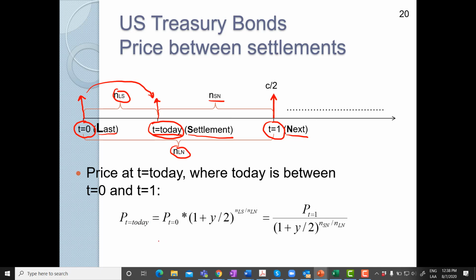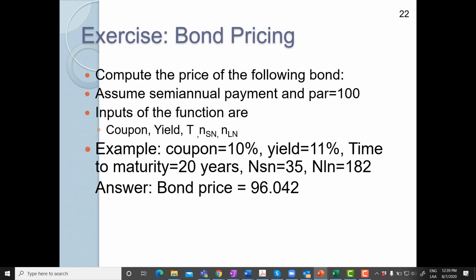So it's fairly simple, since I'm going to take, as it says here, the price at t equals 0, and then I'm going to apply this formula, which brings it to future value. So it would be 1 plus the yield over 2, since it pays semi-annual coupons. And then here I'm going to adjust for the number of days. So this NLN is going to be the total amount of days. Normally this would be around 180 days. And NLS is going to be how many days I have to account for in between t equals 0 and t equals today. Let's give an example.